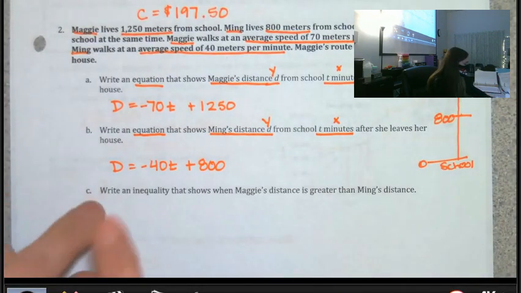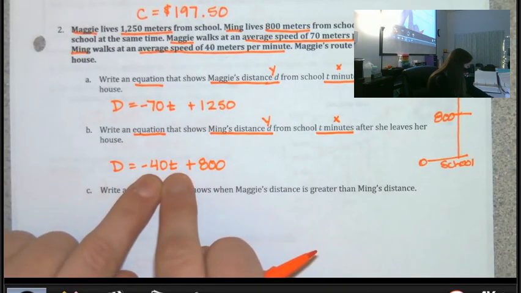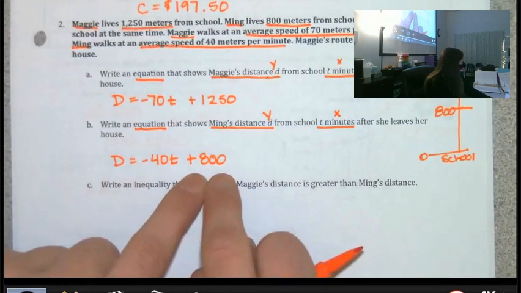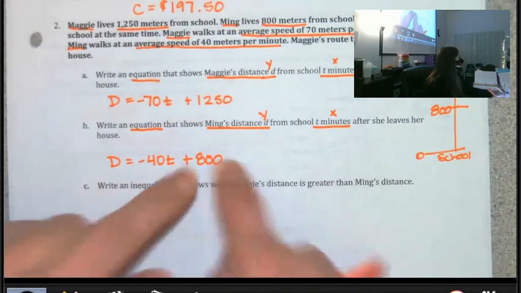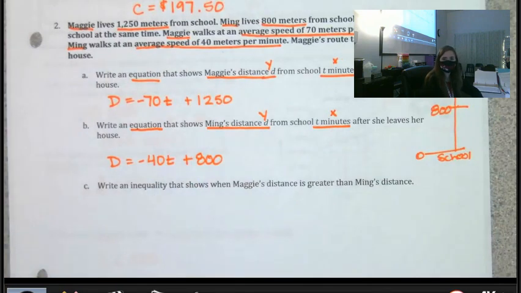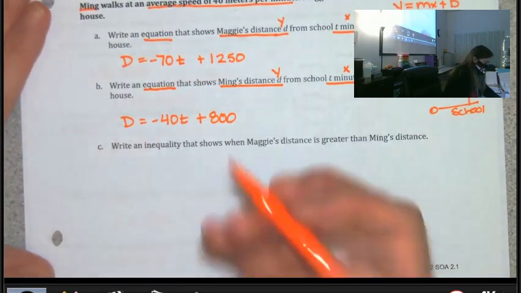Because if we stop and add after 1 minute, she starts at 800. If we go for 1 minute, we need to take that 40 meters away from 800. That way we can see how far her distance is now, how much more she has to go. All right, and the last one.